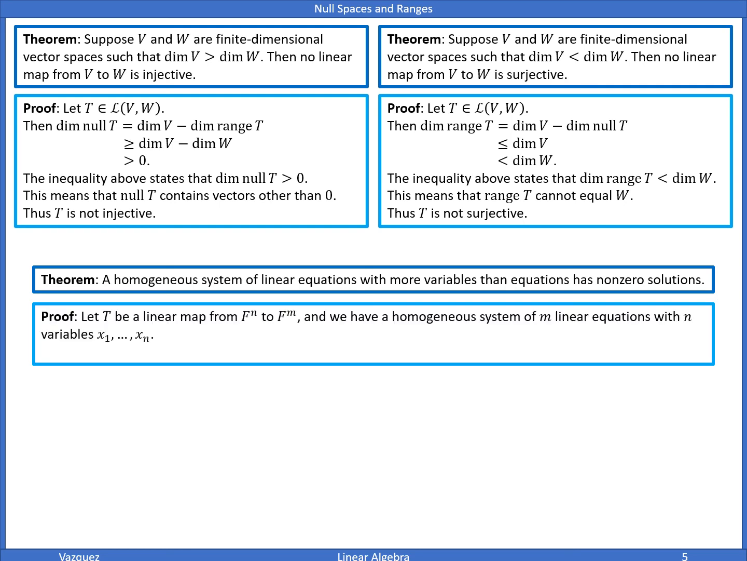So let T be a linear map from F^n to F^m. We have a homogeneous system of m linear equations with n variables. From the theorem above, this theorem over here on the left, we see that T is not injective if n is greater than m, or in other words, if we have more variables than linear equations. So it's not injective, so we have non-zero solutions, because obviously the trivial solution, all x's being equal to 0, is a solution, and since it's not injective, we get more solutions than that. That's how we can guarantee that we have non-zero solutions.